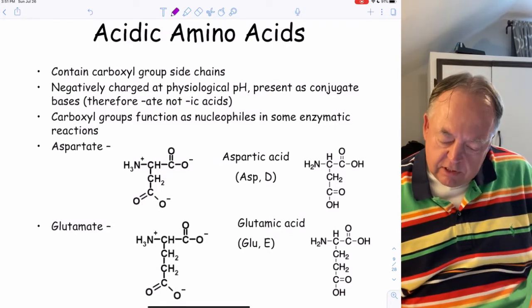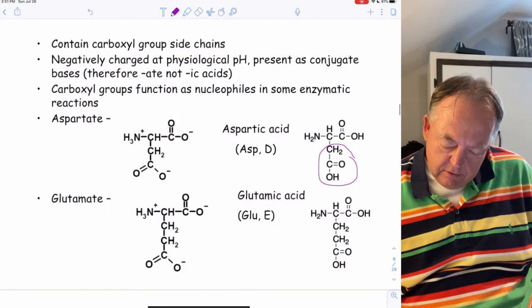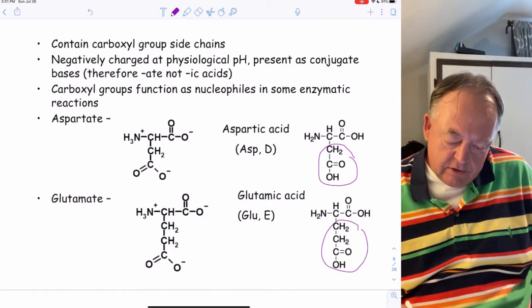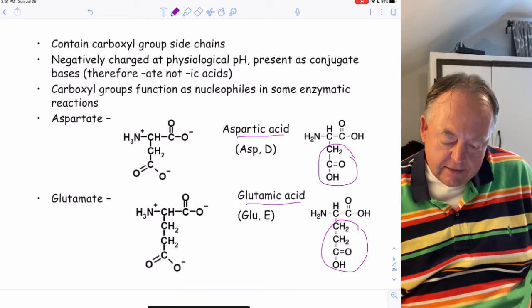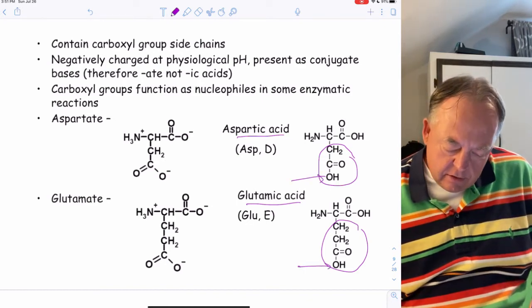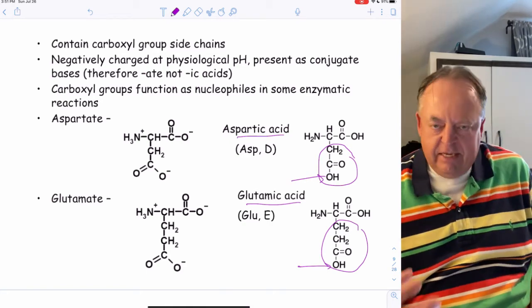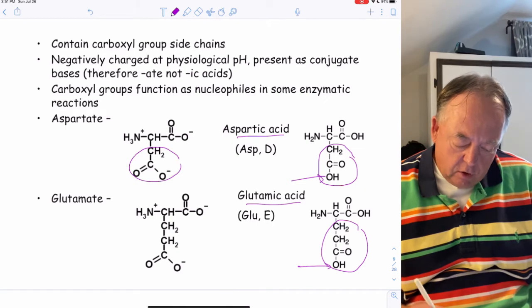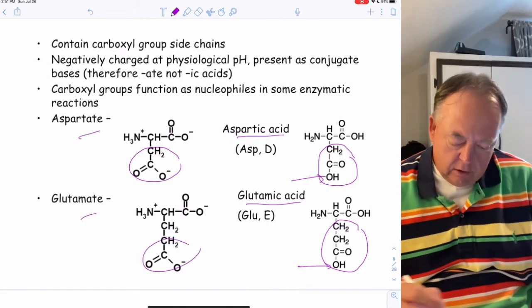Some of the amino acids have a carboxylic acid side chain, with a two-carbon or a three-carbon length. These are aspartic acid and glutamic acid. Since they have a carboxylic acid side chain, they are typically deprotonated at physiological pH, and so they exist in their carboxylate form. That would be aspartate and glutamate.